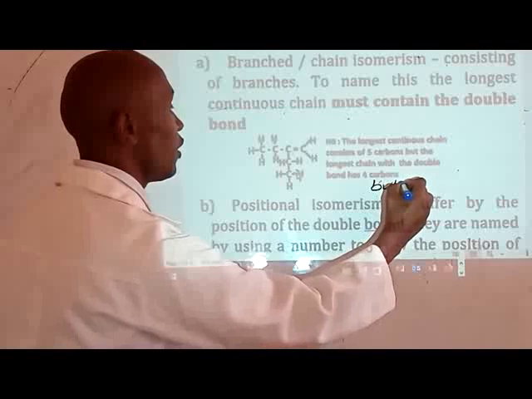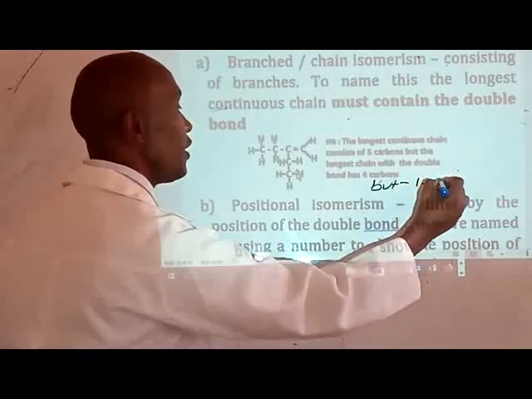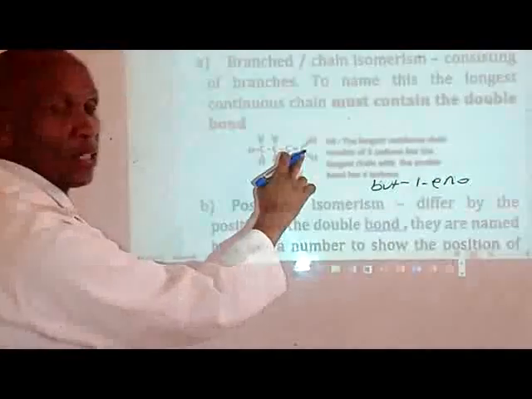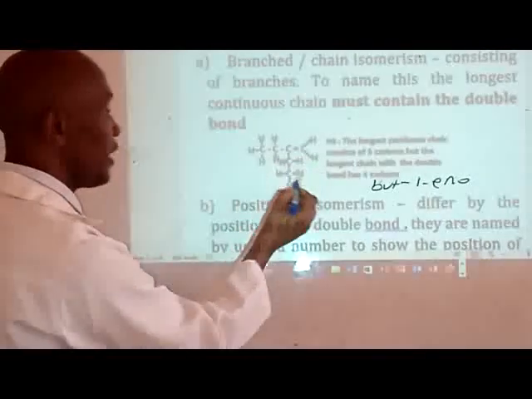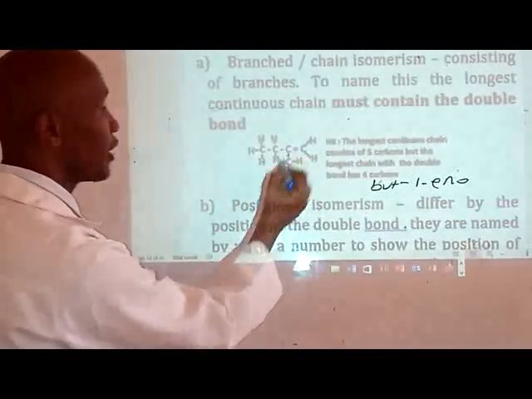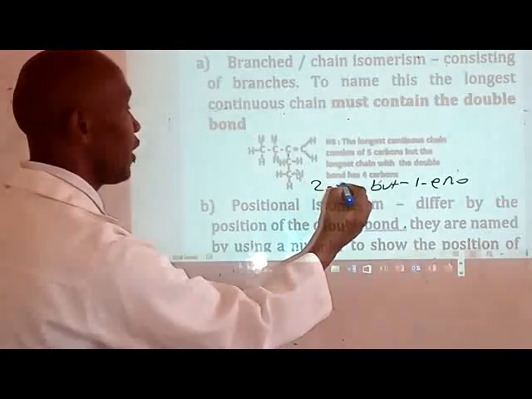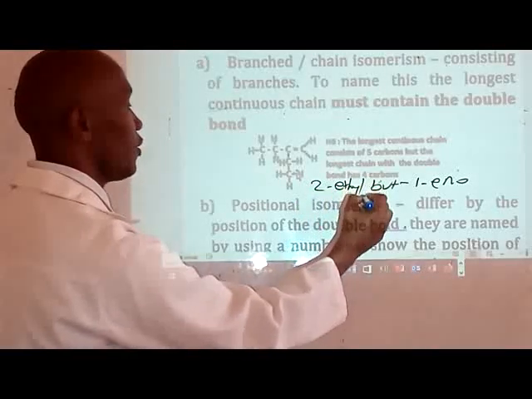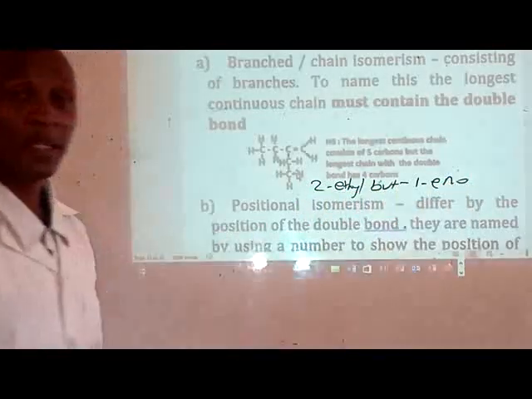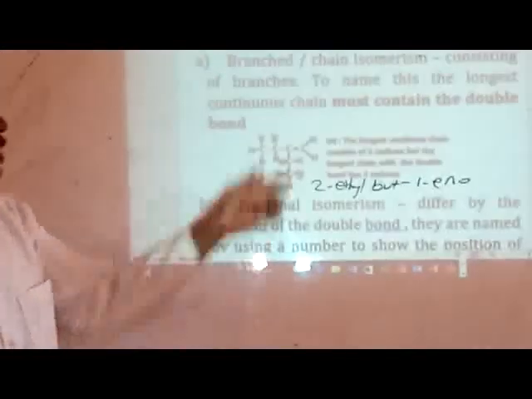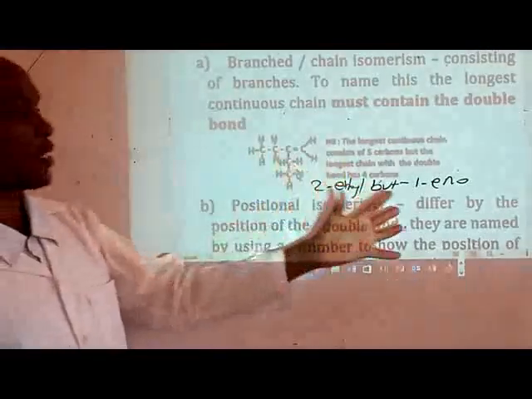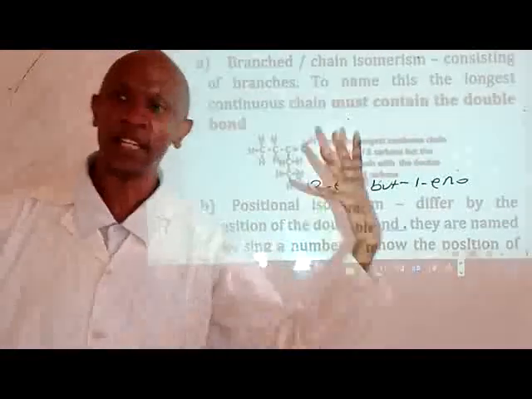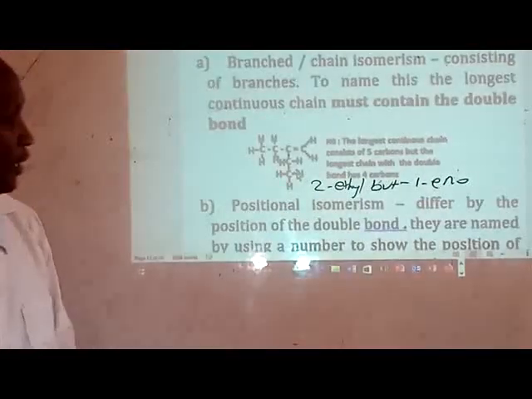So this compound is going to be but-1-ene, because the double bond must take the lowest possible number. Then it has a branch on carbon number 2. So 2-ethyl, 2-ethylbut-1-ene is the name of that. So the longest continuous chain must contain the double bond.